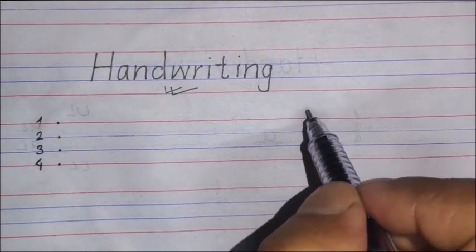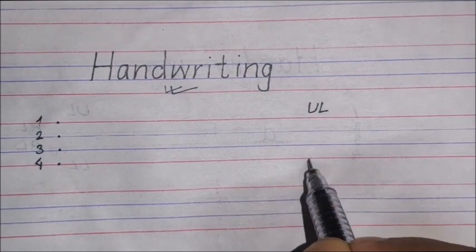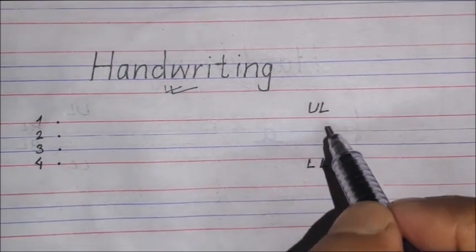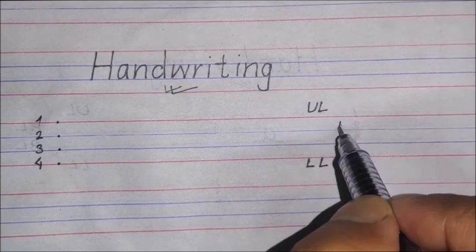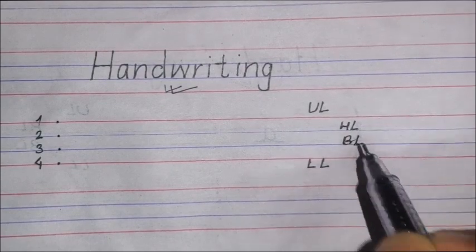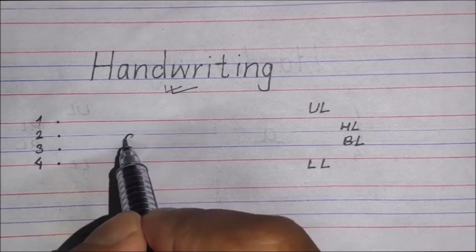This uppermost line is called upper line. This last line is called lower line. And this second line is called headline. And this third line is called baseline. Every letter we write settles in this third line.